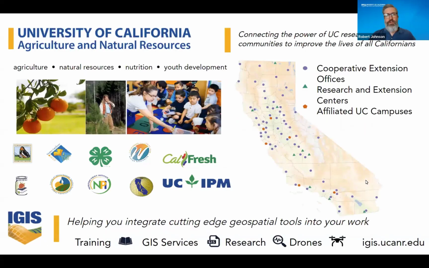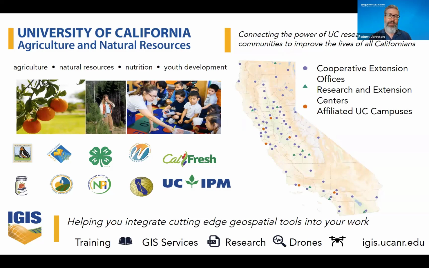There we go. So first, we always like to do a little bit of background about who we are and, more broadly, what the Division of Agriculture and Natural Resources of the University of California is, which is what IGIS is a branch of. Basically, ANR, which most of you probably know, because looking at the roster, this looked like a pretty ANR heavy group. But as a brief background, we are the public outreach arm of the University of California system. Our mission is to connect research to communities and improve lives of Californians.